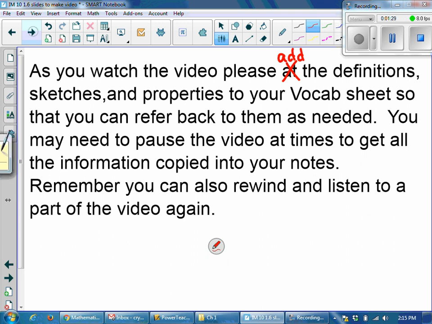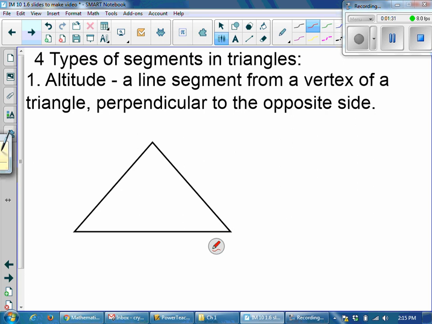So, starting out with the altitude. An altitude is a line or segment that begins at a vertex of a triangle and it's perpendicular to the opposite side. So remember, vertex would be something like that. So if I draw this altitude perpendicular to the opposite side, remember perpendicular means it's going to make a 90-degree angle. So when I draw an altitude, there has to be that box showing that there's a 90-degree angle.